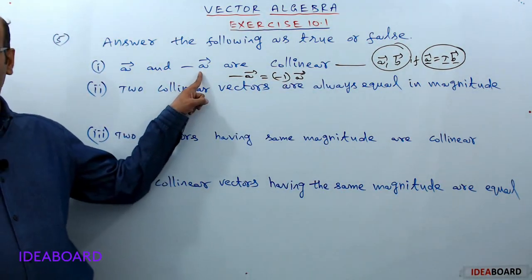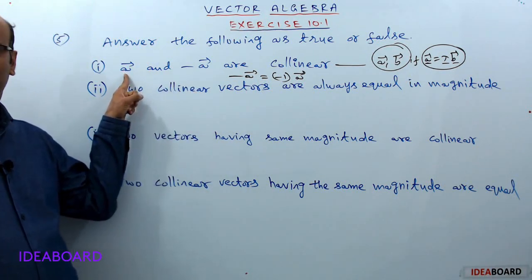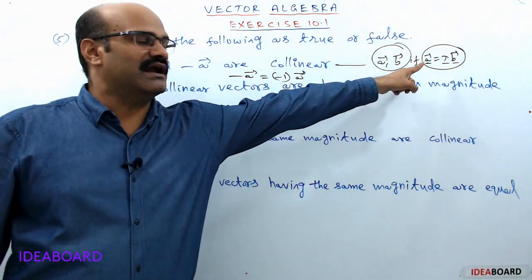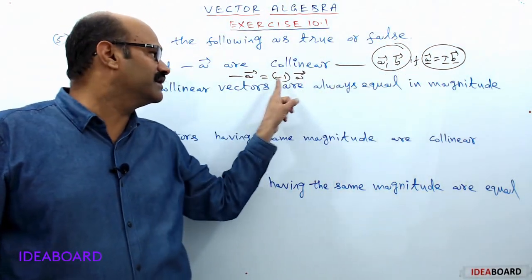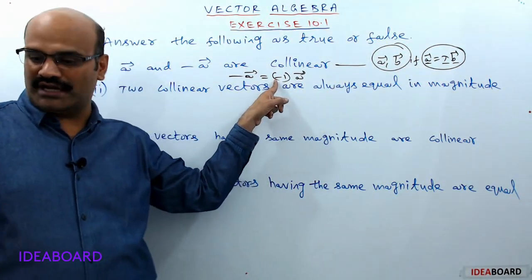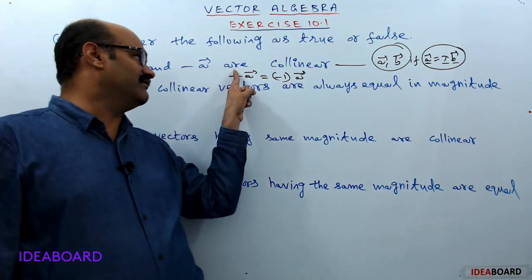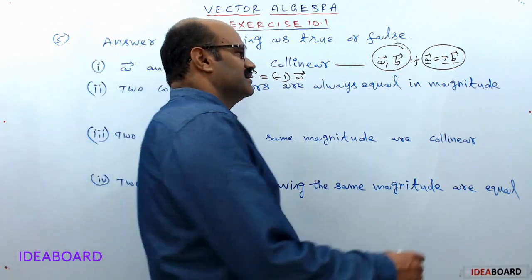Take this as vector B and this as vector A. Vector B equals lambda times vector A, where lambda is a scalar. In the place of lambda here we have minus 1. So we say that vector A and minus vector A are always collinear. Clearly it is true.